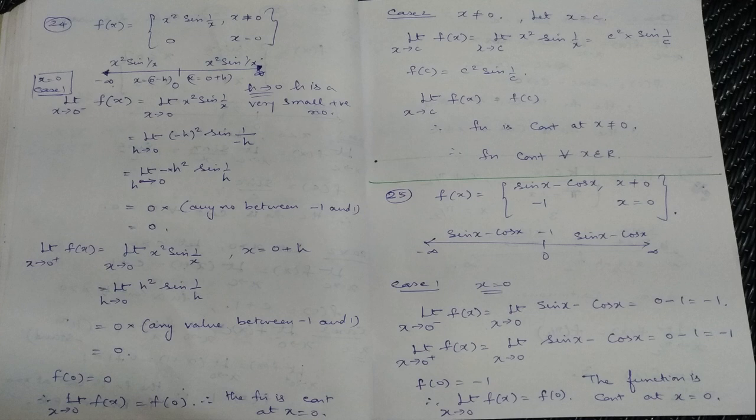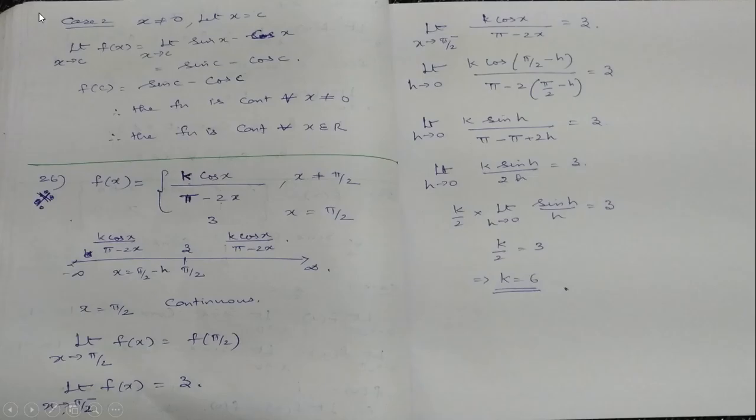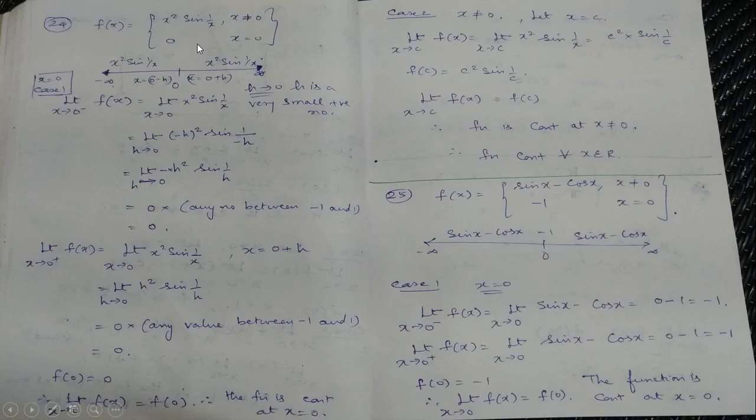Examine the continuity of f where f is defined by f of x is equal to sin x minus cos x for x not equal to 0 and minus 1 when x is equal to 0. Now look at this question, same model. When x is equal to 0 the value is minus 1, and whenever it is not 0, that means less than 0 and greater than 0, the value of the function is sin x minus cos x. So there are going to be two cases, case 1 x is equal to 0 and case 2 x is not equal to 0.